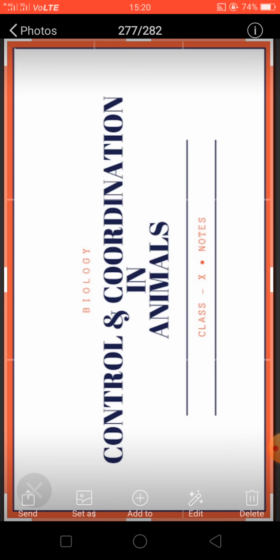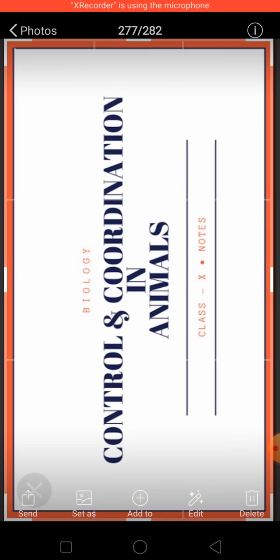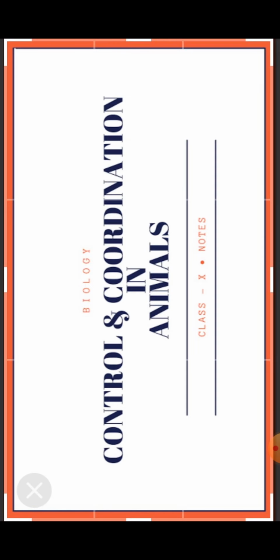So students, in the last lecture we have studied a few definitions related to control and coordination in animals. Now in this lecture we will study the concept map, or you can say we will get an idea of what all things we are going to study in control and coordination in animals.